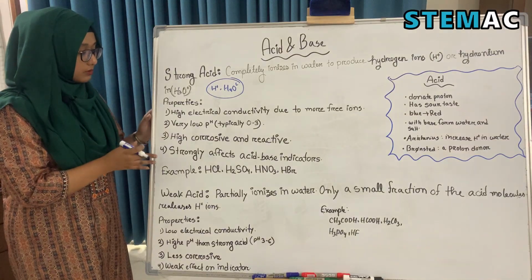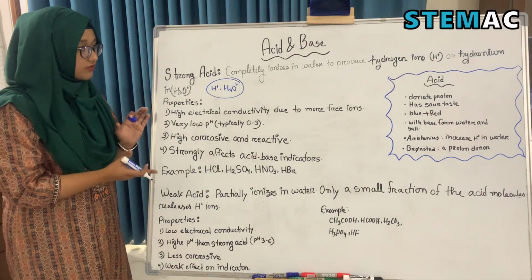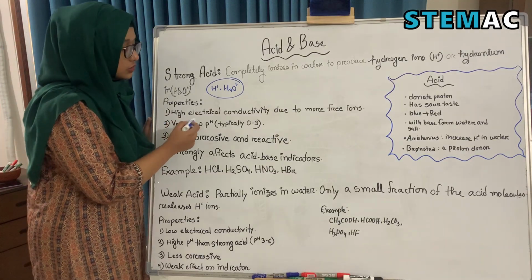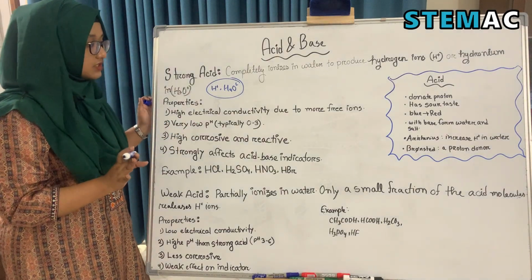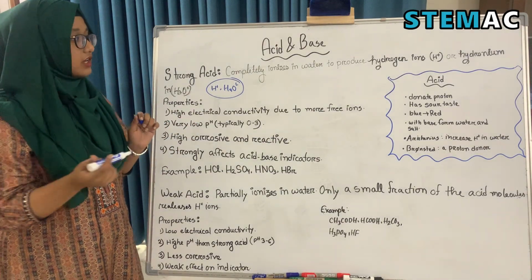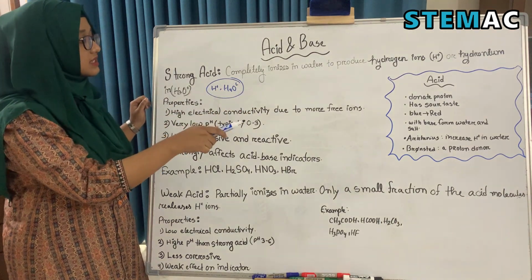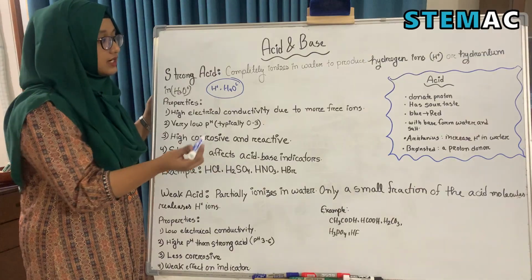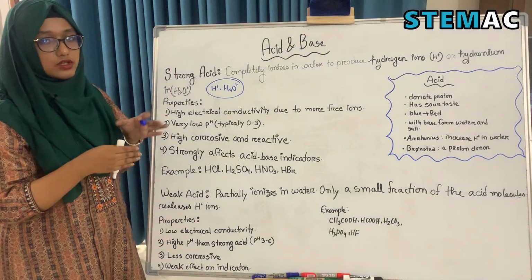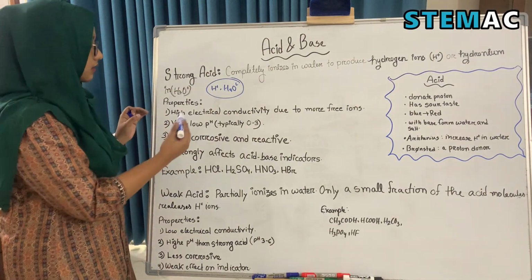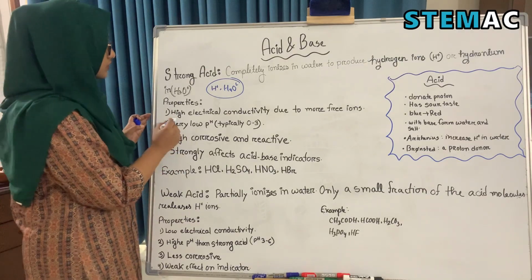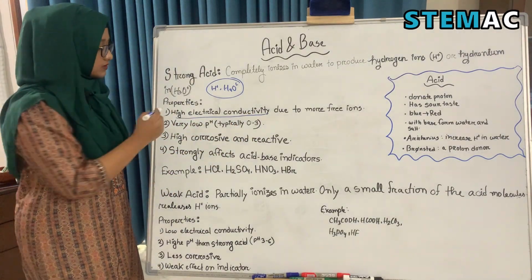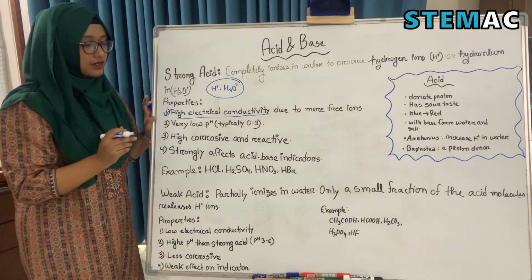First we need to know the properties to identify a strong acid. Firstly, it shows high electrical conductivity due to its more free ions, as it produces hydrogen or hydronium ions in this aqueous solution. It is going to have more free ions moving around, and because of this reason it shows high electrical conductivity. So that is our first property.